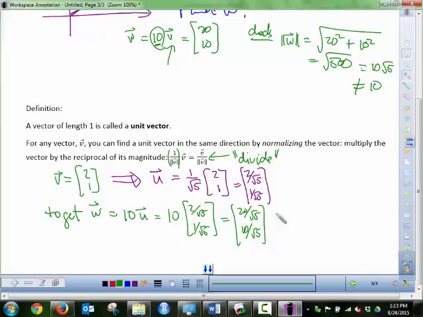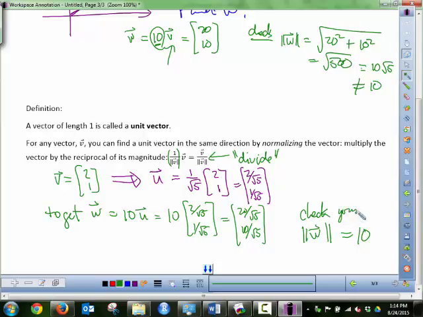Okay? So the only thing left to do here is to check to make sure that the magnitude of w is in fact equal to 10. Check yourself. It is going to equal 10, but you check it yourself. I'm not going to do it. Questions? So there's some value in knowing how to find a unit vector going in a particular direction. Okay?